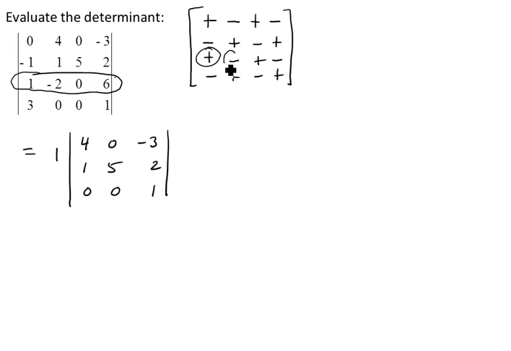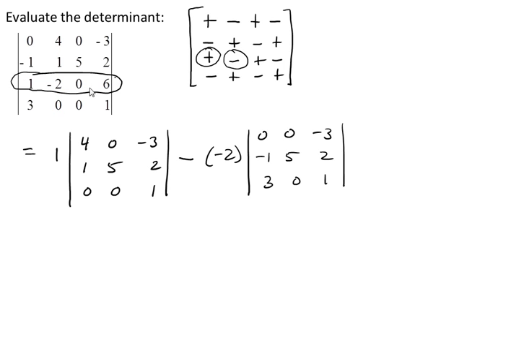The -2, that's in a negative spot here according to our sign chart. So I would get minus, because of the negative in our sign chart, -2 times the determinant of the matrix that I get by crossing out the row and column of the -2. Now that -2 belongs to the second column and the third row. That leaves us these entries here that would make up another 3 by 3 matrix that we would need to find the determinant of.